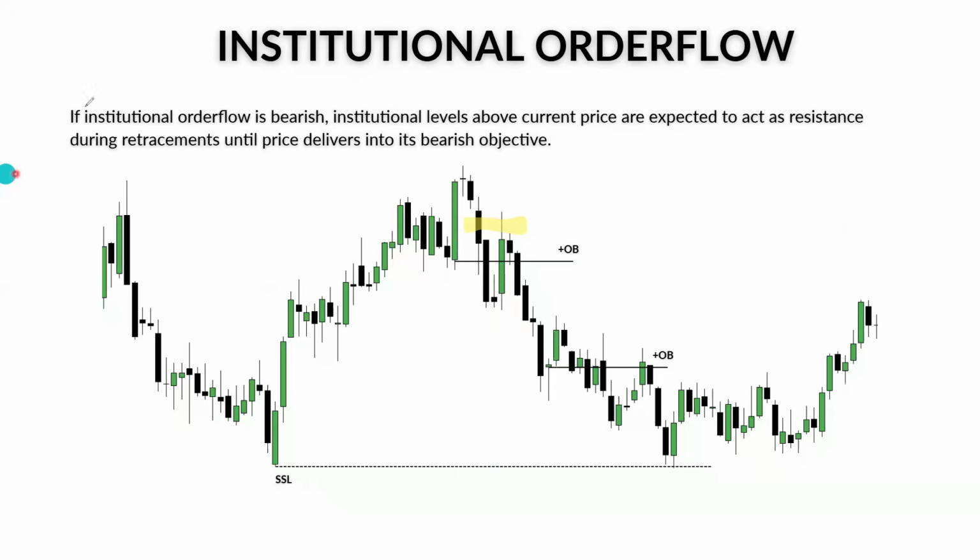So here's the reverse. If institutional order flow is bearish, institutional levels above current price are expected to act as resistance during retracement until price delivers into the bearish objective. All right. So you can see what happened here. Price moved from this level to this level. Here's the target. And as it kept tanking lower, it left what, institutional levels. And as price retraced back into the range, it found resistance at each bearish institutional level.